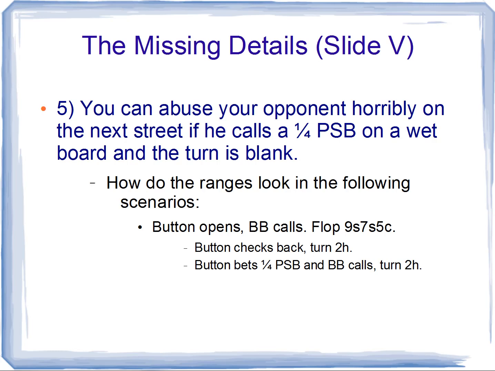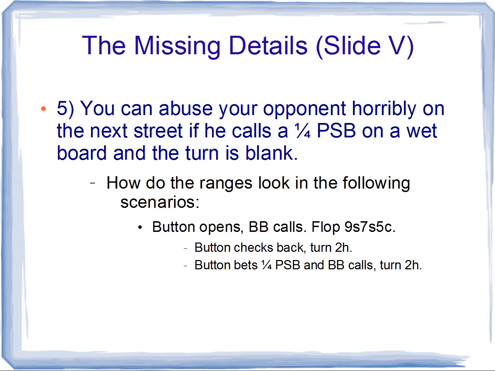He's going to know we can't be strong on that 2 of hearts turn unless we turn a set with pocket twos or turn some crazy two pair. So if we check back this flop, we're going to be in for a world of hurt on a lot of turn cards because he's going to know our range is so capped.